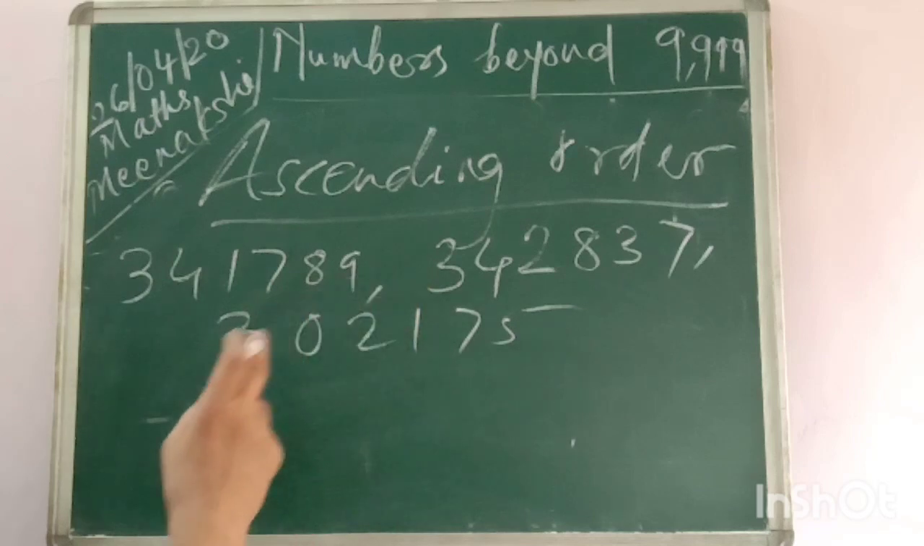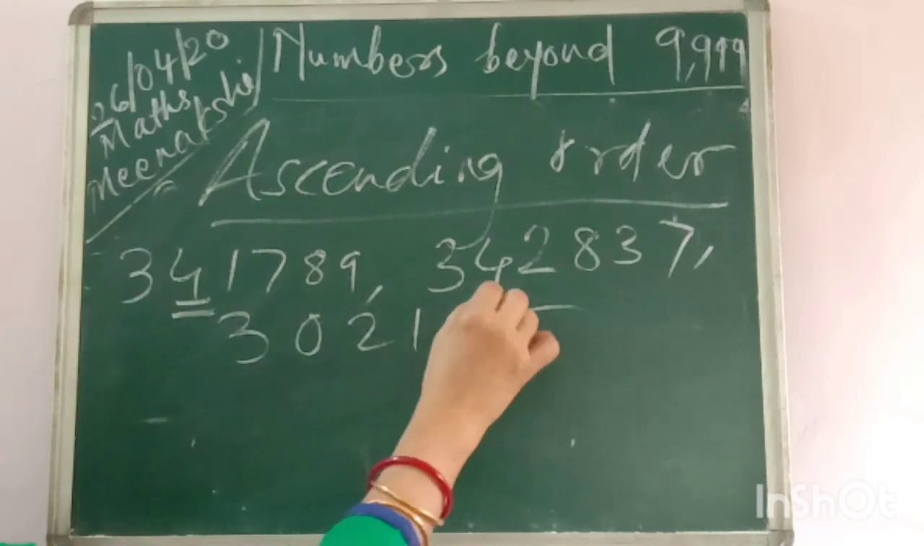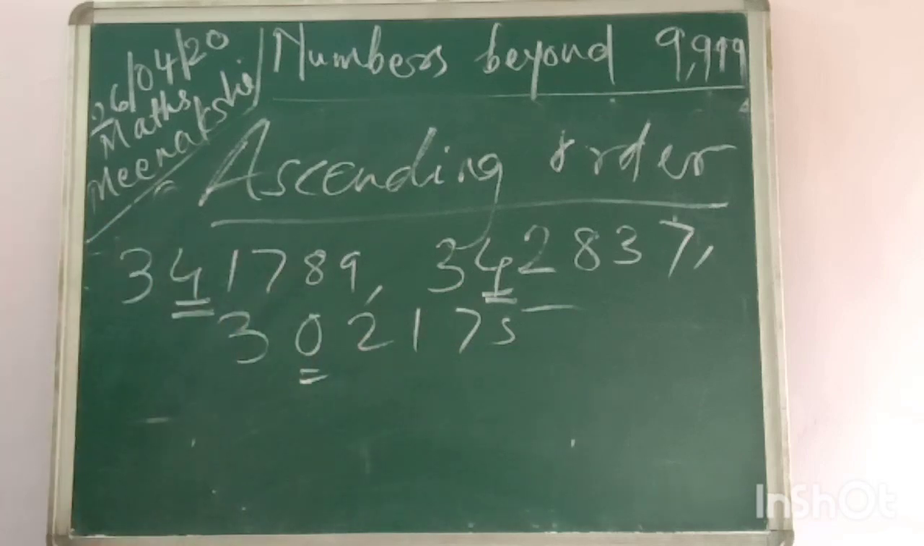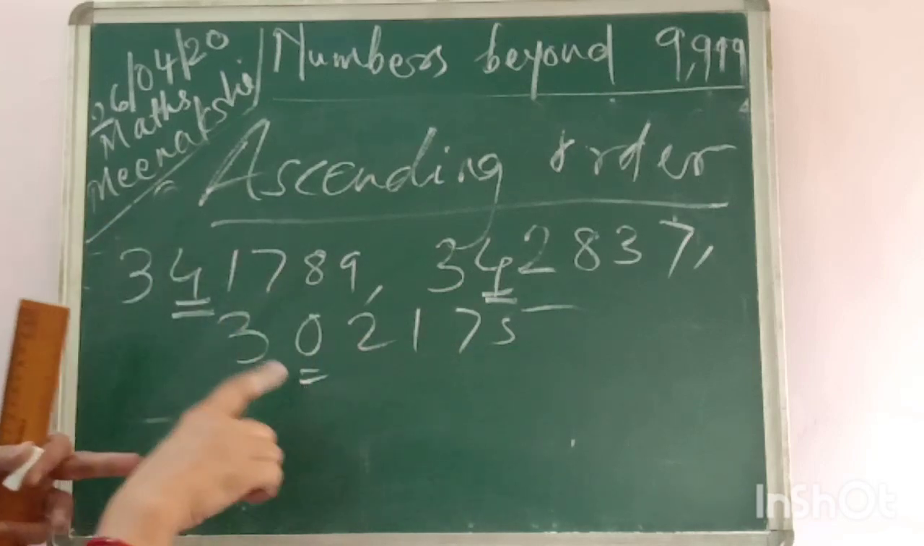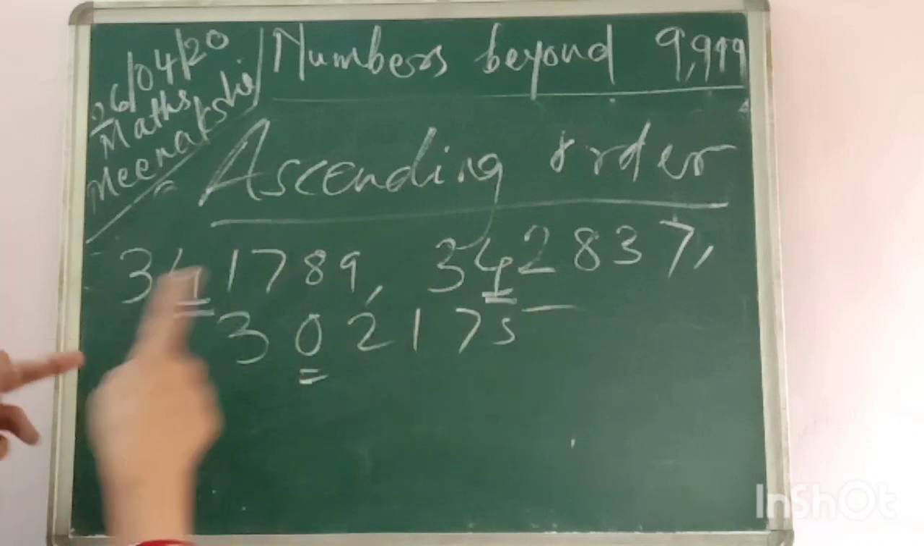Here is 3, 3. Everywhere there is a 3. Then the next digit we will compare. Here is 4, here is 4. Here is 0. Right? Here is 0, which means this number must be smaller than both of these.